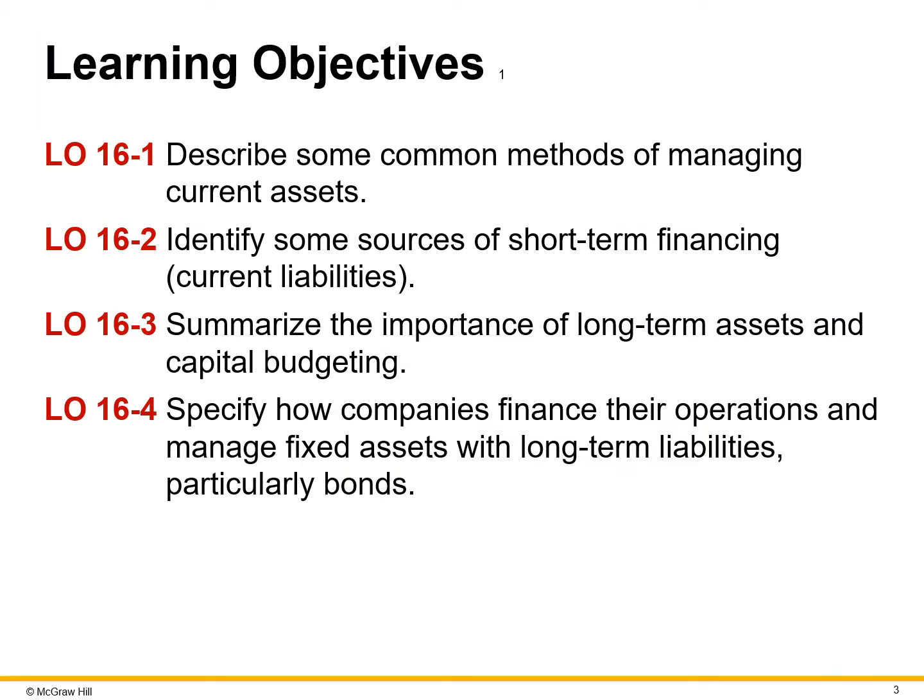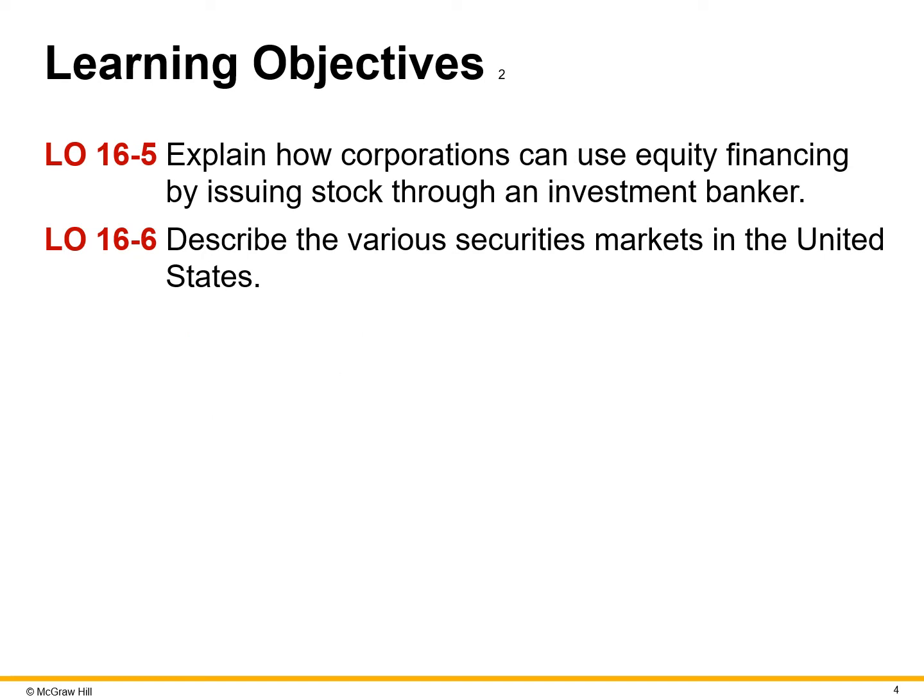Our learning objectives include: describe some of the common methods of managing current assets; identify some sources of short-term financing, also known as current liabilities; summarize the importance of long-term assets and capital budgeting; specify how companies finance their operations and manage fixed assets with long-term liabilities, particularly bonds; explain how corporations can use equity financing by issuing stock through investment bankers; and describe the various security markets in the United States.